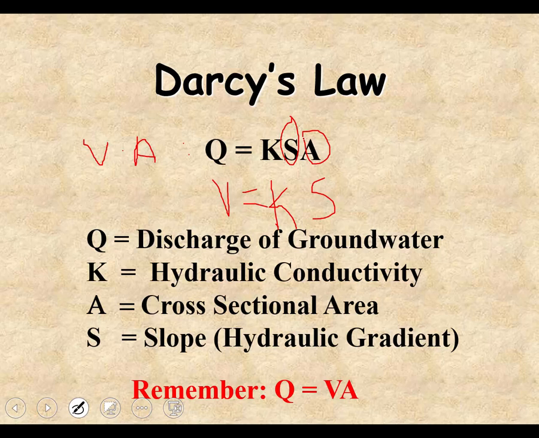Okay, so if we want to know the discharge of water, it's K times S times A. If we want to know the velocity of water, it's K times S. K is a constant of proportionality. The velocity of water is proportional to the slope of the energy gradient. But what is that constant of proportionality? It is the hydraulic conductivity.